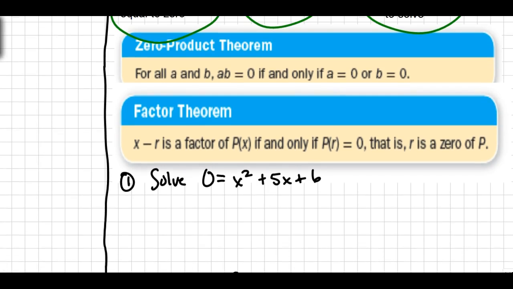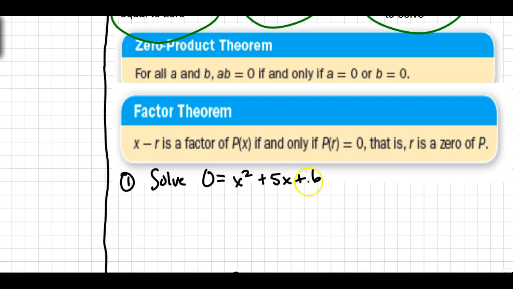First example says, solve 0 equals x squared plus 5x plus 6. Keep in mind that up until now, most of the time they would just give us a polynomial and ask us to factor. So now the question has changed. It's still a polynomial, but now it's set equal to 0 and they say solve. You're still going to try to factor it to get the solutions.